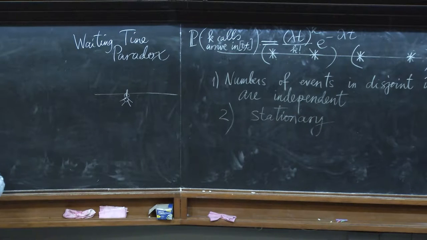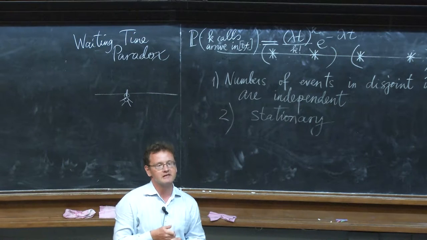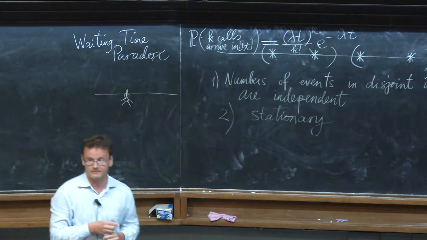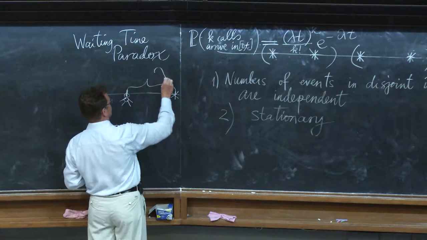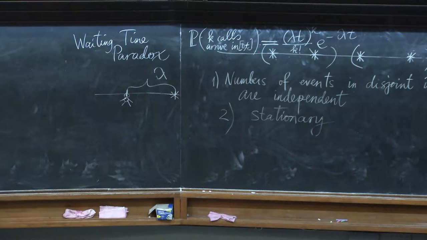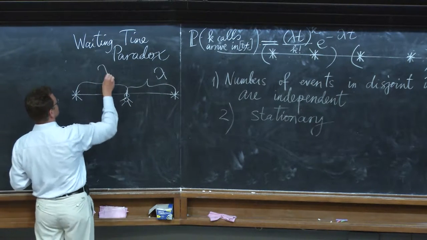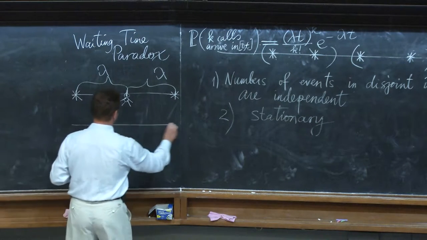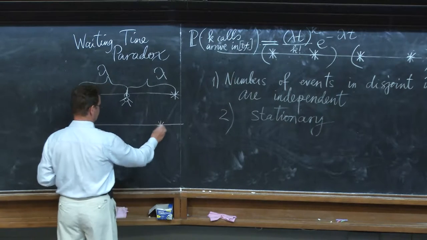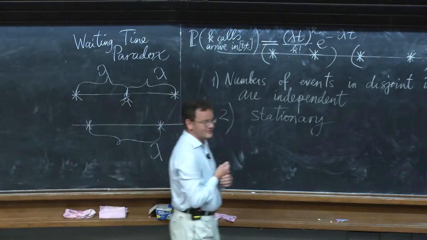So lambda is the frequency of the bus. We can ask ourselves, how long shall we wait for the next bus? It can be computed that the waiting time for the next bus is lambda. We can ask ourselves how much time elapsed before the previous bus. That time that elapsed is also, on average, lambda. We can ask ourselves what is the interval between two consecutive buses. But this interval is also lambda. So this seems to yield a contradiction.